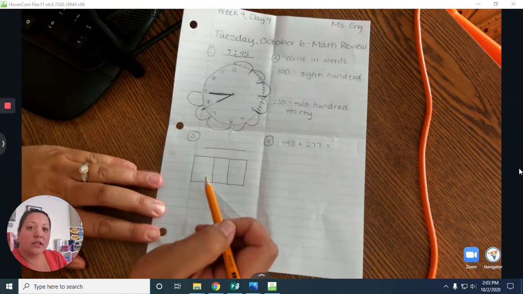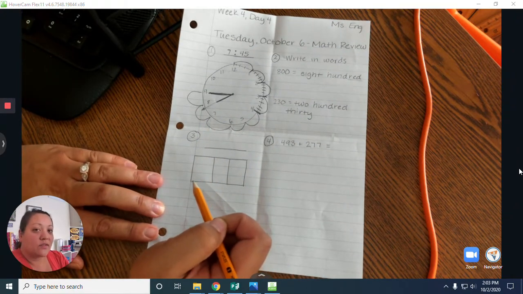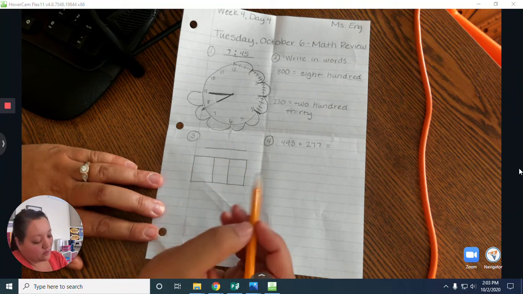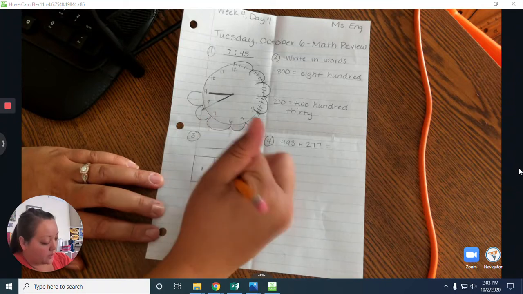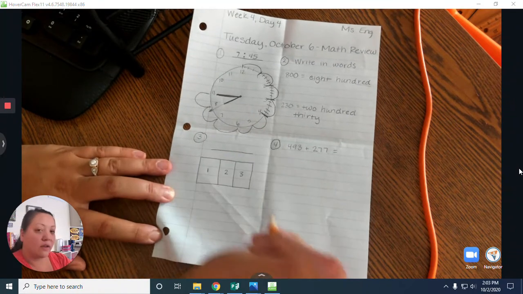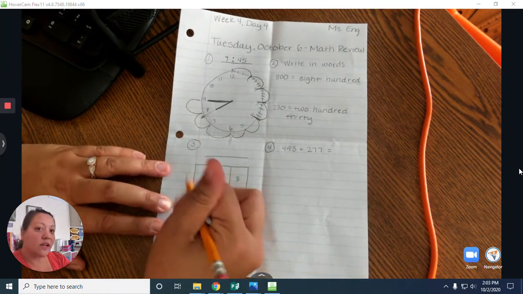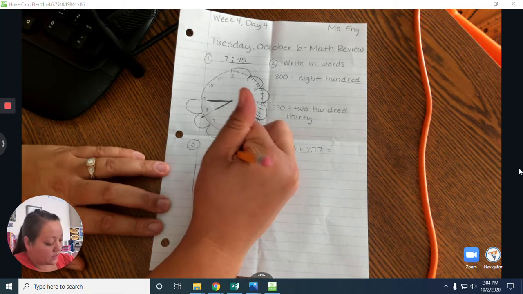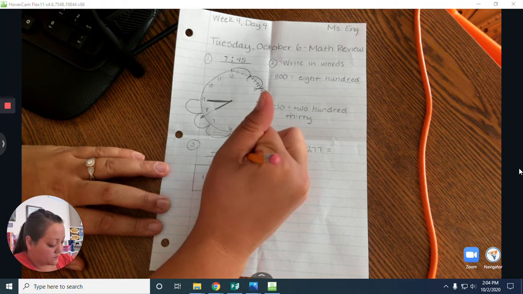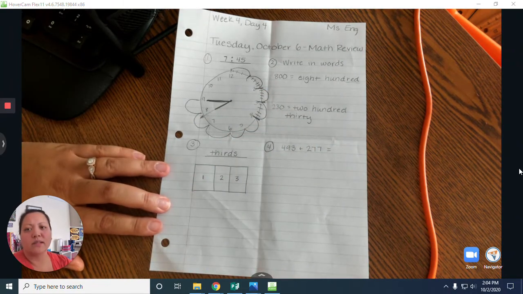Now the question here is, this rectangle is divided into what? Well, as great mathematicians, I'm going to label 1, 2, 3. So if a whole is divided into 3 parts, I know that it is divided into thirds. So we've been studying that.